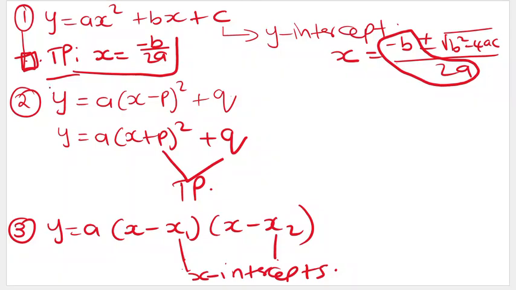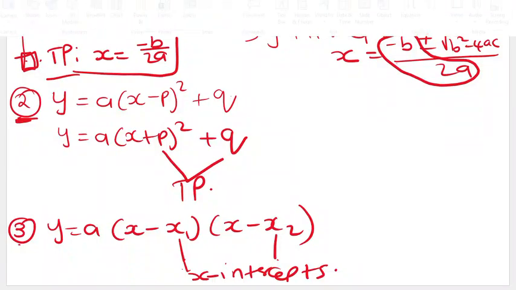If you are given the second form, all you need is p and q. This represents the turning point. If you are given the third form, x1 and x2 represent the x-intercepts. So please, you have to be able to remember these three forms of the equations.